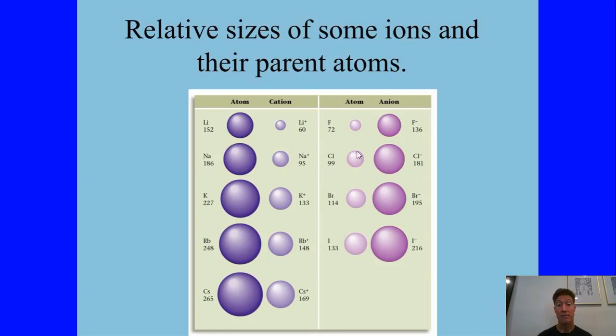By contrast, look at chlorine. It starts out at 99, gains a single electron, say from sodium, and it nearly doubles. So you're going to see this pattern where cations are generally around half the size of their parent neutral atom, and anions are about twice the size of their parent neutral atoms. So cations are smaller than their starting atom, anions are bigger, almost double.